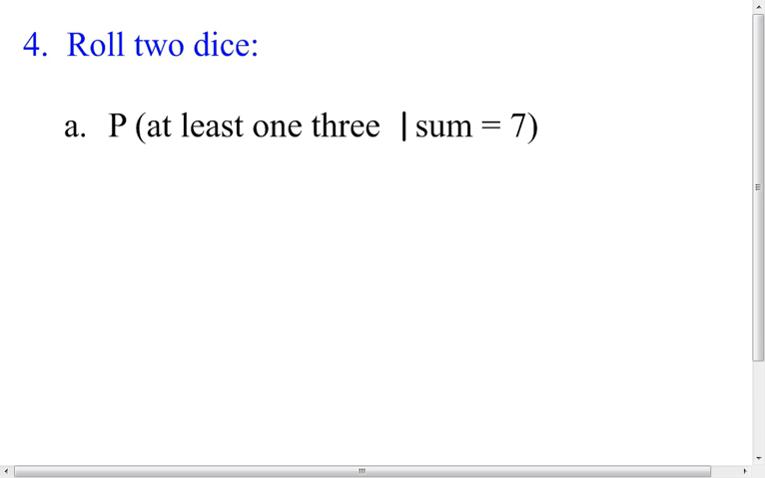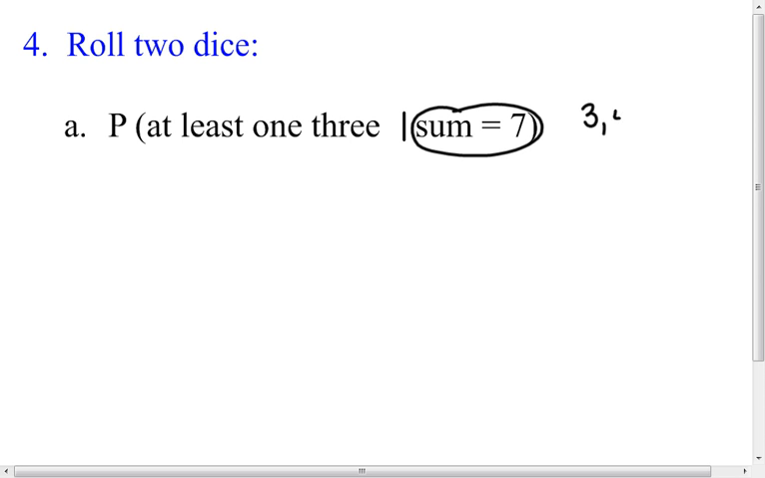All right, and then another example. You're going to roll 2 dice. I want to know the probability that the dice have at least 1 three on them, given that the sum of the dice is 7. So this is the restriction I'm putting on you. It's 2 dice that have to add up to 7. So these are the ways that can happen.